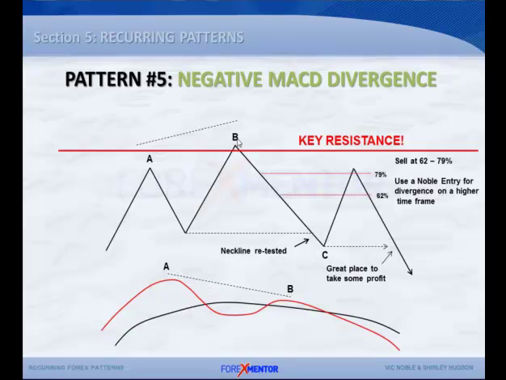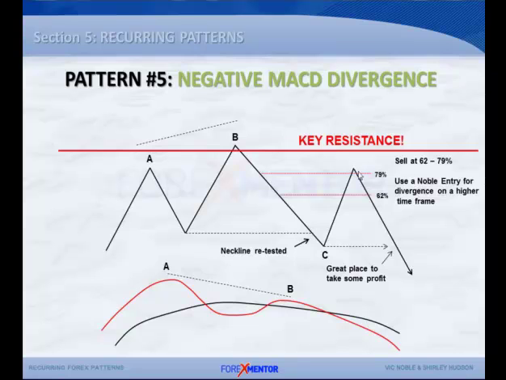Okay, price then needs to come down, retest the neckline, which is the lowest low between A and B, right down here. And again, I use the lowest closing body, but it may go below that. That's fine. Price then rallies up. You want to sell 62 to 79%.